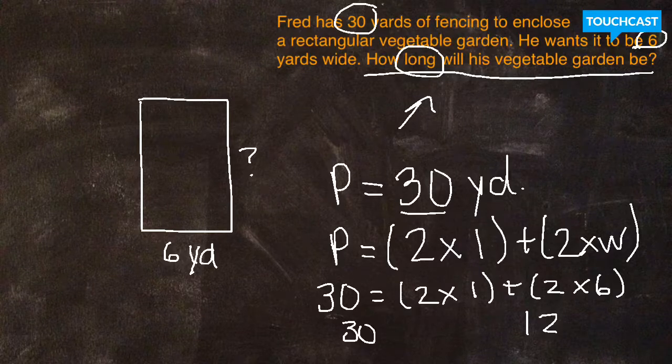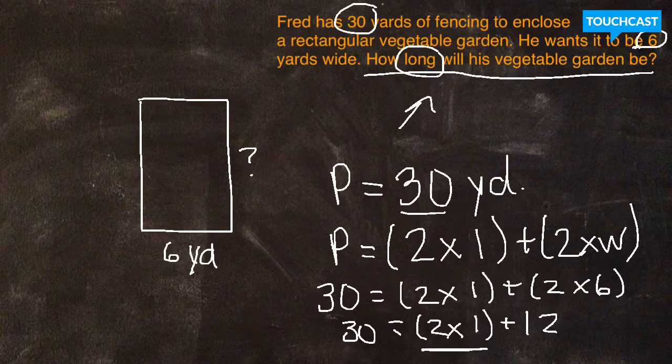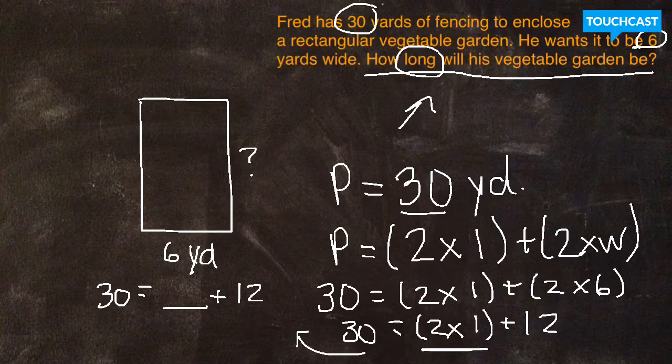So we have 30 equals 2 times L plus what we found before, 2 times the width, which was 6, so 12. Now we can think that this right here is our unknown. So I'm just going to move it over here so I have room. 30 equals something plus 12. And we can think about 30 minus 12 will give us our n, our unknown, right? Because think of inverse operation.